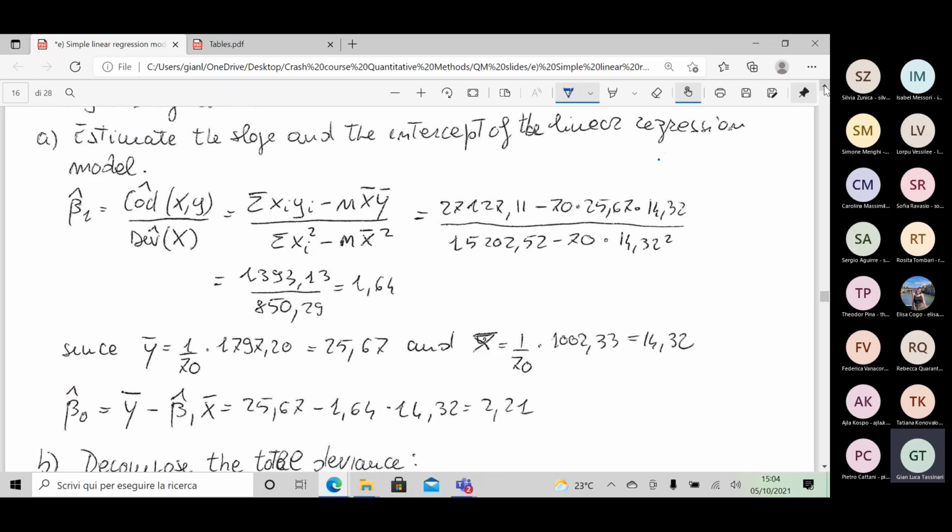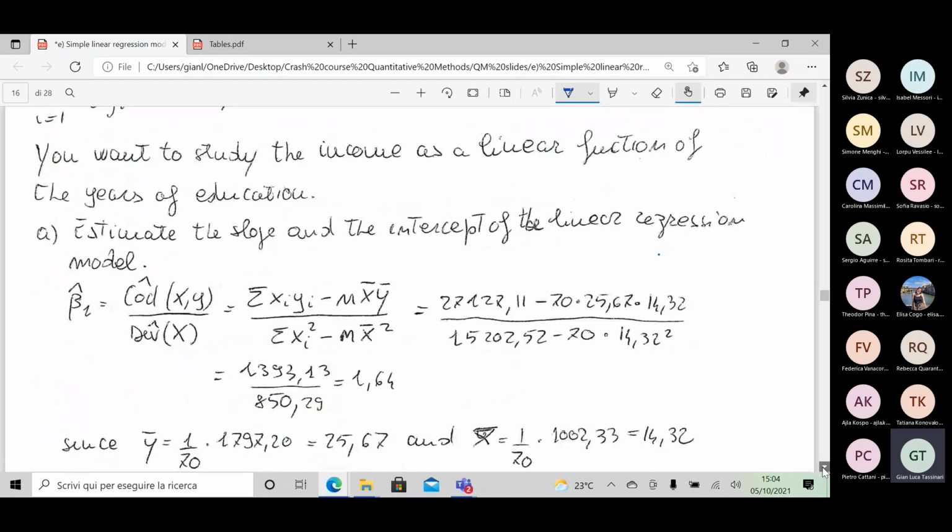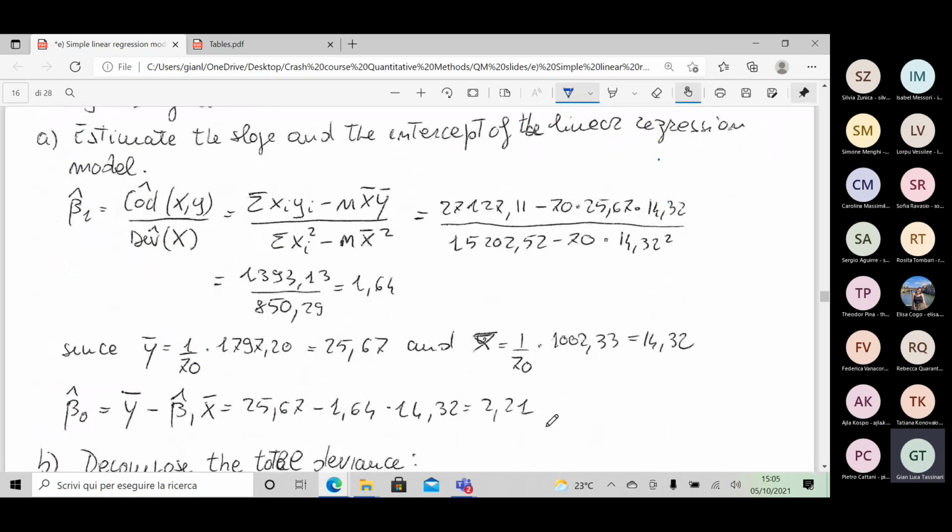So this means the interpretation is the following. Concerning the 70 individuals in our sample, for every increment of 1 year of education, so for every additional year of education, we expect on average an increment in the annual income of $1,640 or euros.